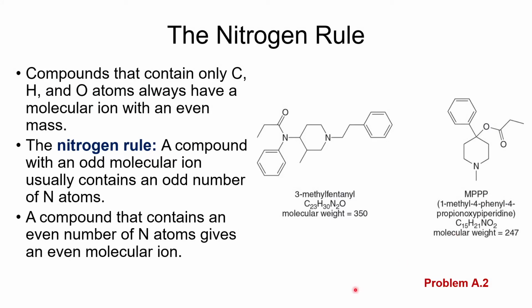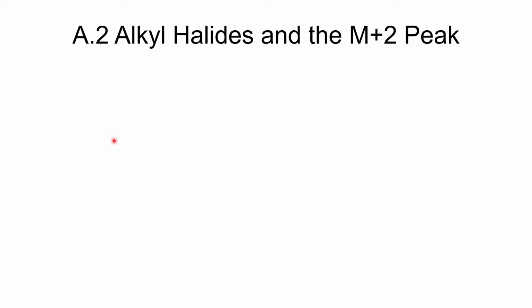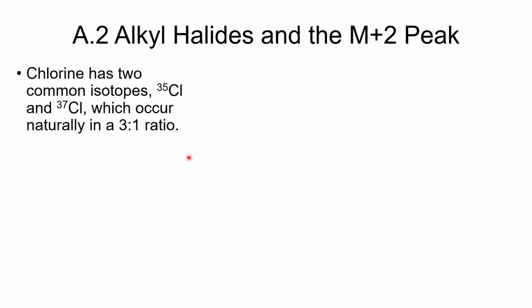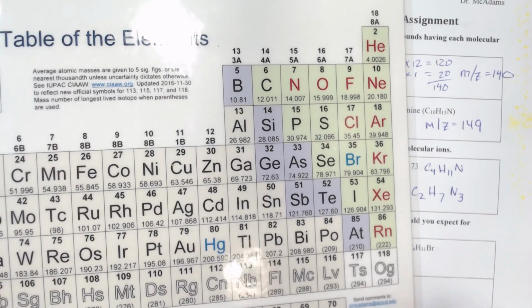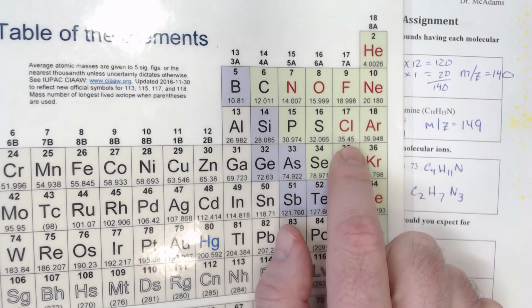All right, switch back over, and we're going to look at alkyl halides. Alkyl halides do something kind of interesting because of the isotopic abundances of some of the alkyl halides. We'll start with chlorine. As you may or may not remember, we're going to look at a periodic table here. So let me switch back over to our document camera. So there's chlorine at 35.45.